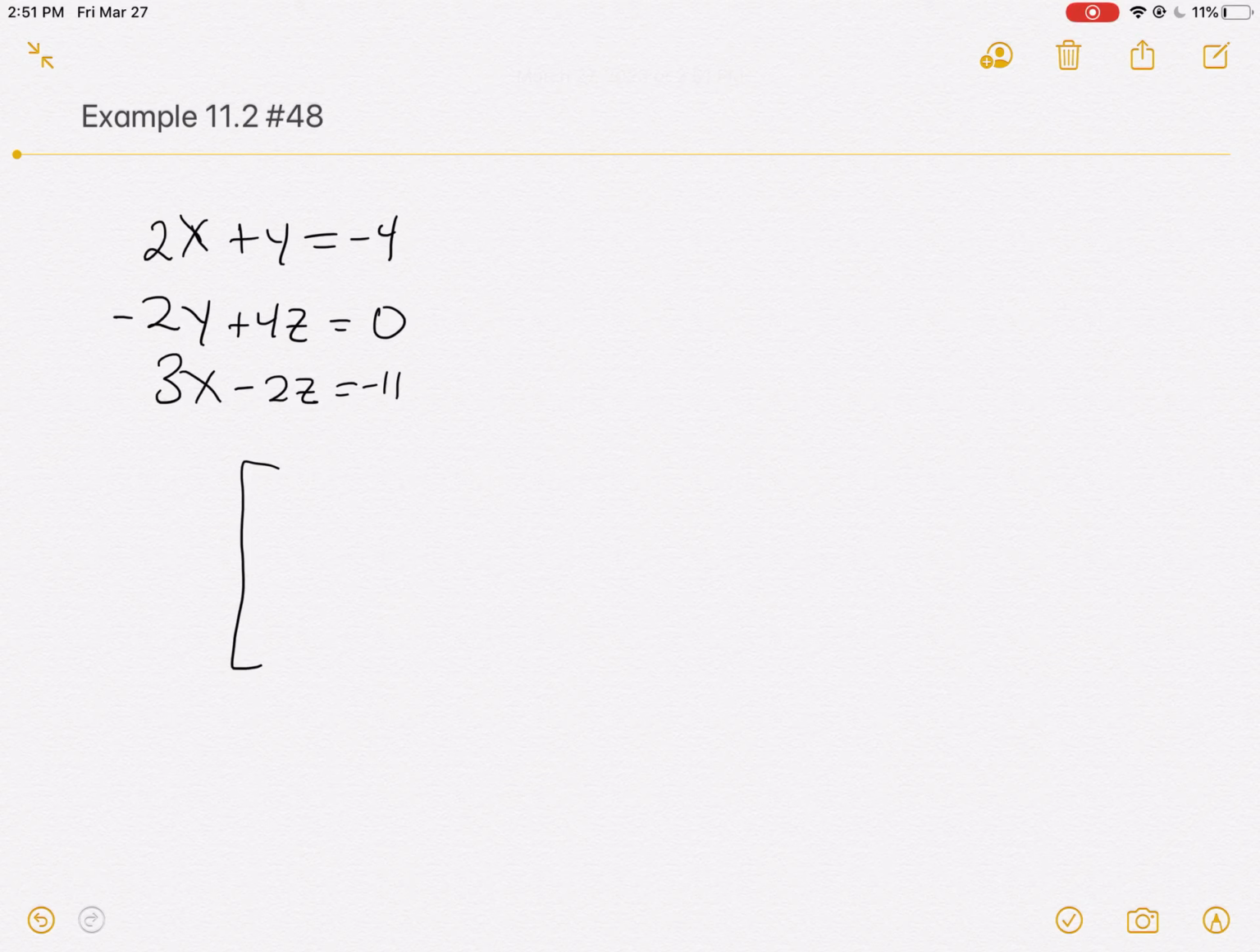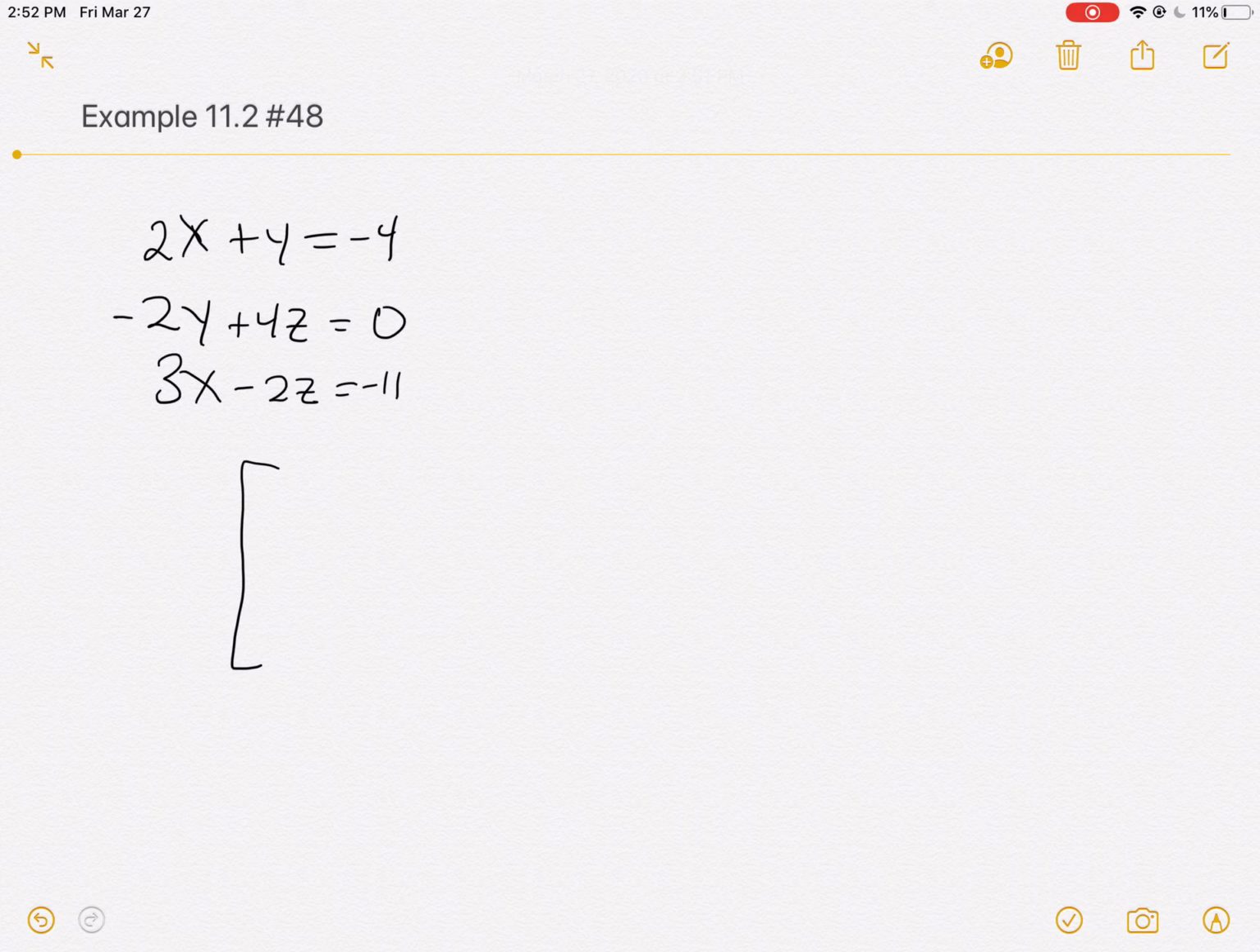For our next example, let's look at number 48. Number 48 is dealing with this group right here: 2x plus y equals negative 4, negative 2y plus 4z is equal to 0, and 3x minus 2z is equal to negative 11. I just wanted to pick an example where maybe not every variable is present in each equation.